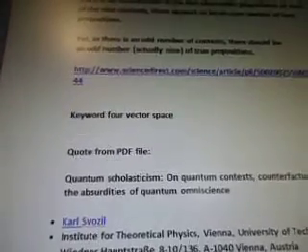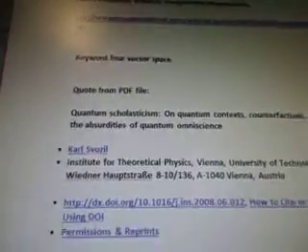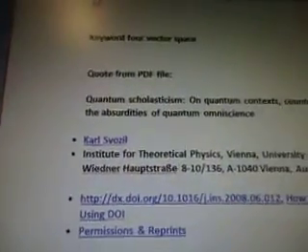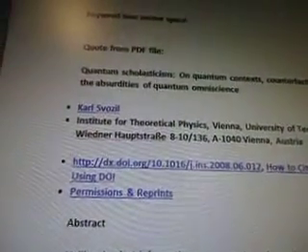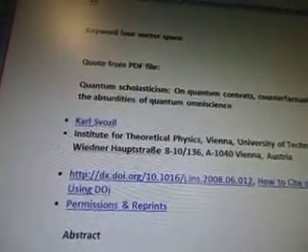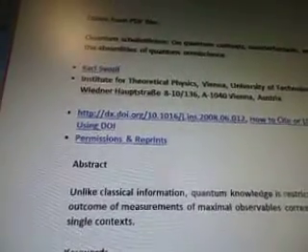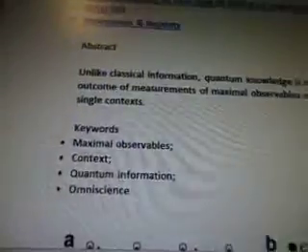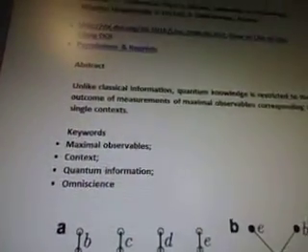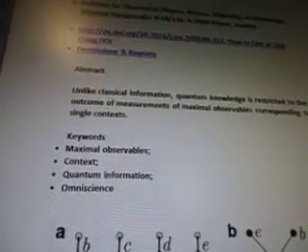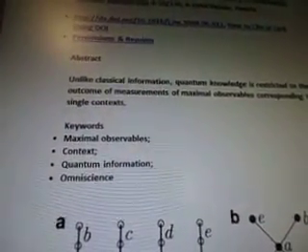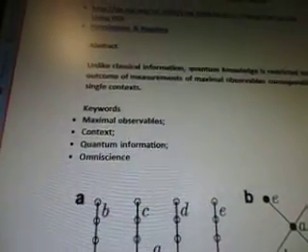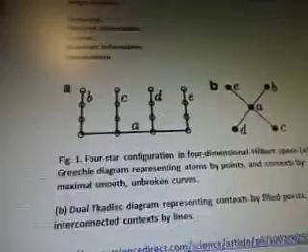www.sciencedirect.com. So the keyword is 4-vector space, so I Googled it, and up came this quote from a PDF file. So we have quantum scholasticism on quantum context, counterfactuals, and the absurdities of quantum omniscience. And it's Austria. And it's dx.doi.org. Okay. Unlike classical information, quantum knowledge is restricted to the outcome of measurements of maximal observables corresponding to single contexts. Okay. So basically the keywords from that are maximal observables, context, quantum information, omniscience.